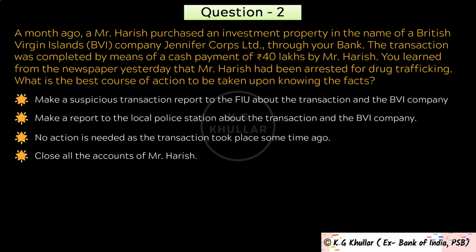Now friends, please note British Virgin Island is a tax haven and most often laundered money is placed there. And since Mr. Harish is arrested on account of drug trafficking, then chances are that this Rs 40 lakhs also comes from drug trafficking only. But since you are not sure, you will simply file an STR to FIU about such transactions happening in your bank between Mr. Harish and the British Virgin Island company. Thus the correct answer for the given question is option A.